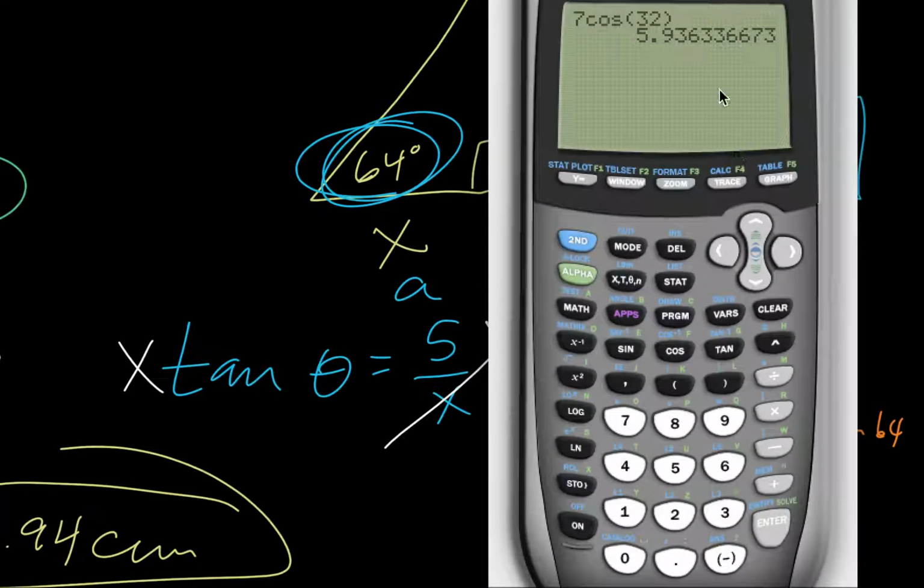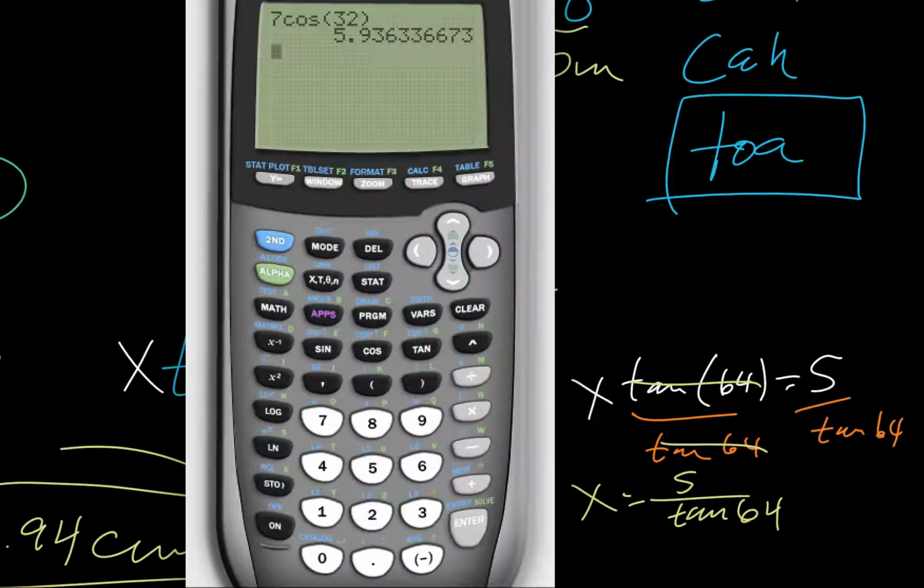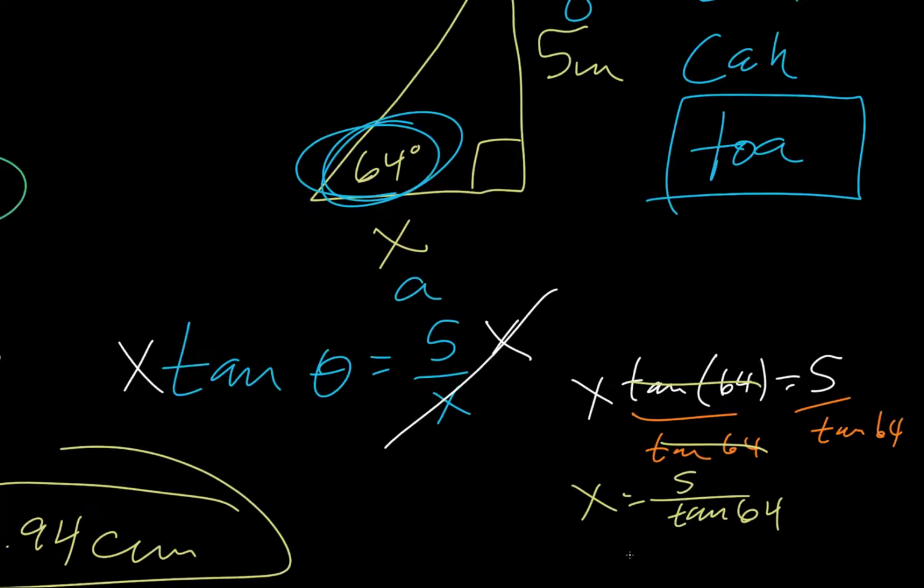Plug that into our calculator. So we have 5 divided by tangent 64. And we end up with 2.44. So x equals 2.44. Since we had meters up here, we'll have meters down here.